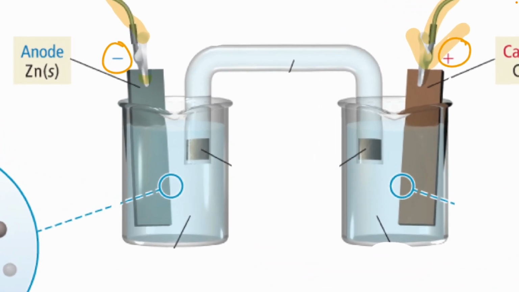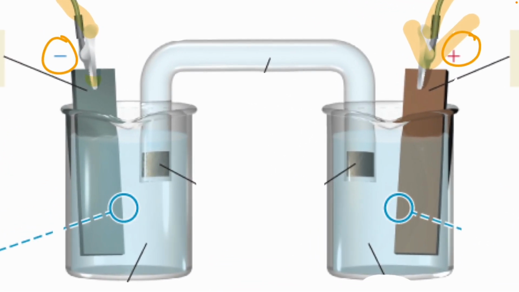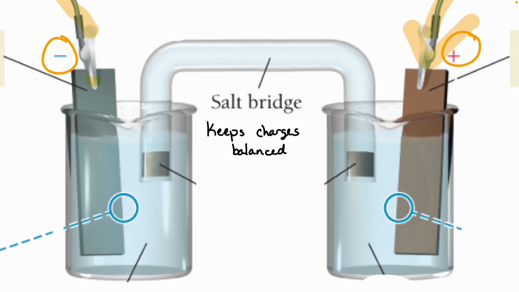Okay, so then the last thing we got to discuss is this little thing in the middle. This is what is called a salt bridge. All right, and our salt bridge, what is it doing for us? Our salt bridge keeps our charges balanced. Okay, so it is filled with a salt solution, and its whole job is to make sure that our charges are balanced as this reaction occurs.